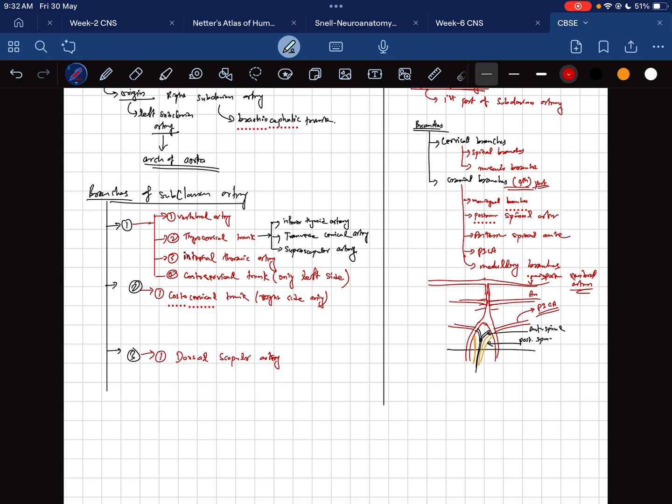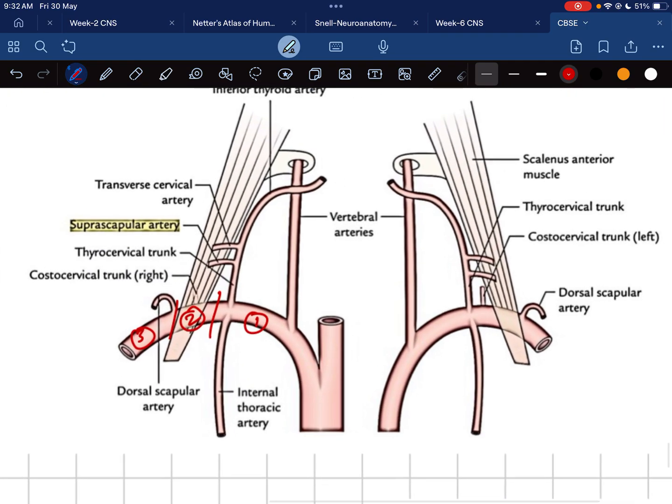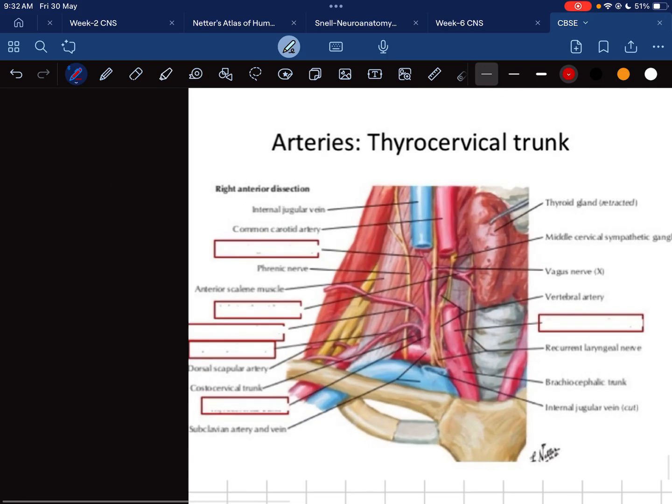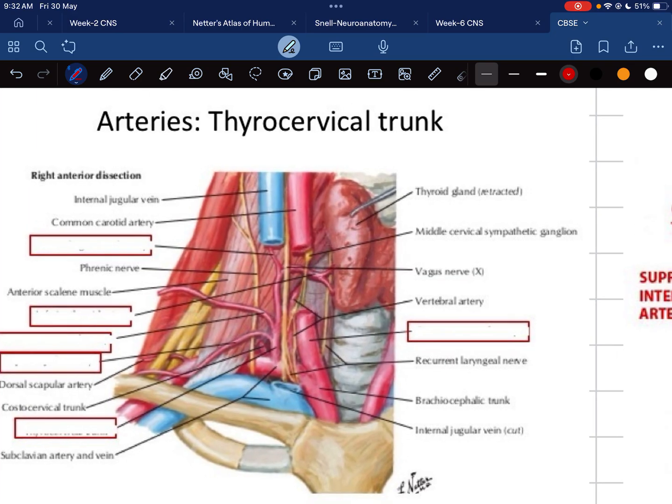We are moving on to the thyrocervical trunk. It is a short and wide branch of the subclavian artery. Regarding its origin and termination, it arises from the upper aspect of the first part of the subclavian artery, at the medial margin of scalenus anterior and lateral to the origin of the vertebral artery. It terminates almost immediately into three branches.